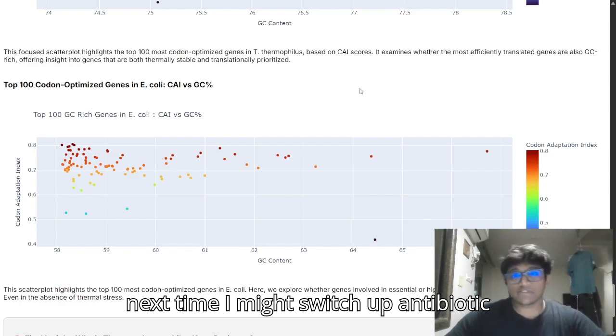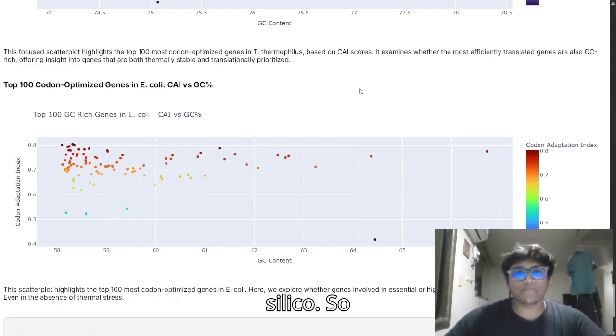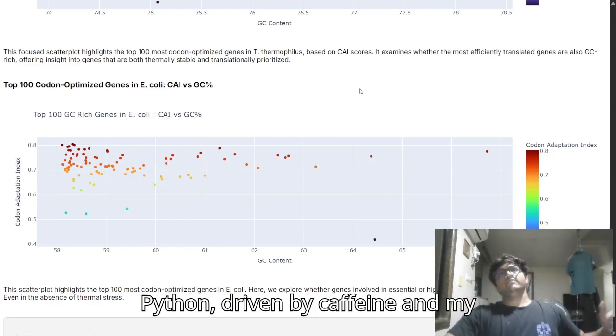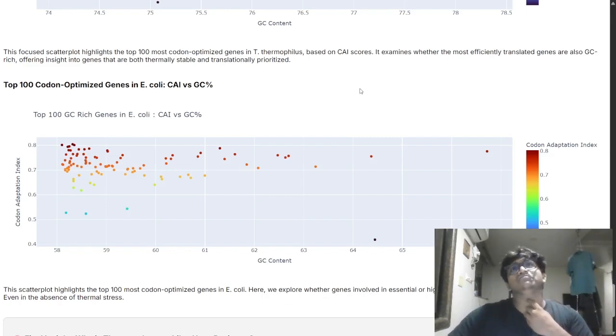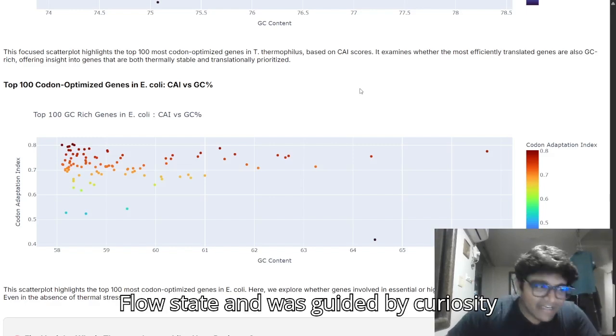But next time, I might switch it up: antibiotic resistance, ancient genomes, or maybe we're going to design a gene of ourselves in silico. So stay tuned. This project was powered by Python, driven by caffeine and my ADHD-fueled, dopamine-seeking flow state, and it was guided by curiosity.